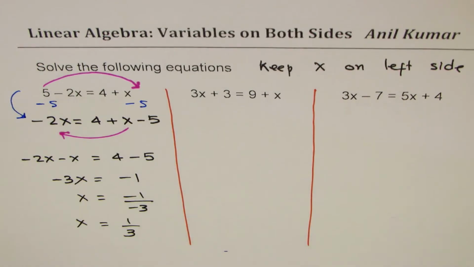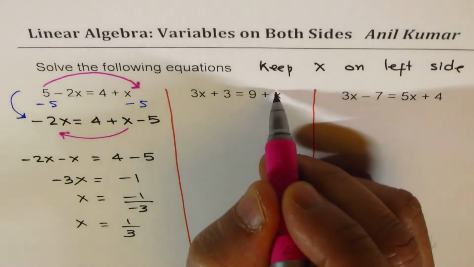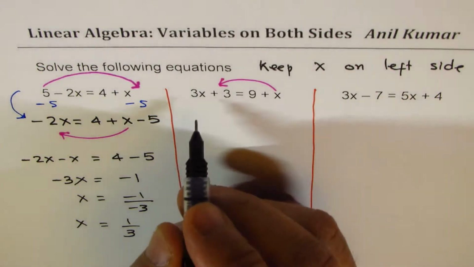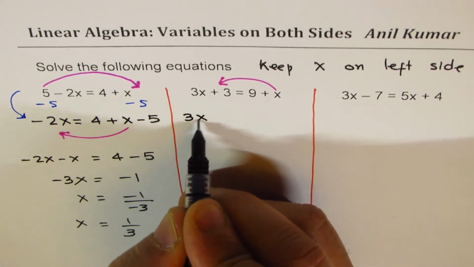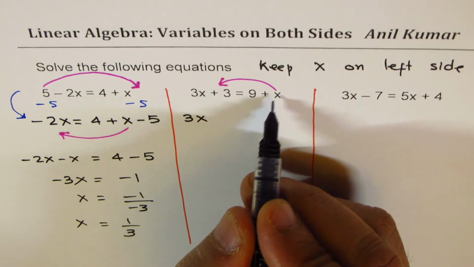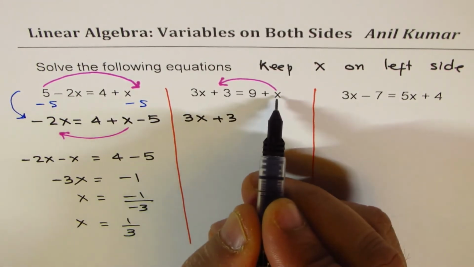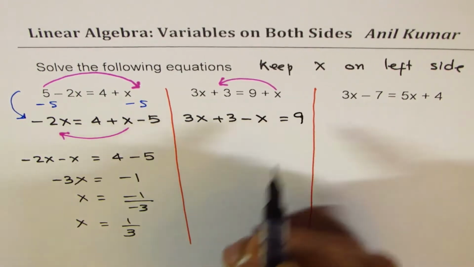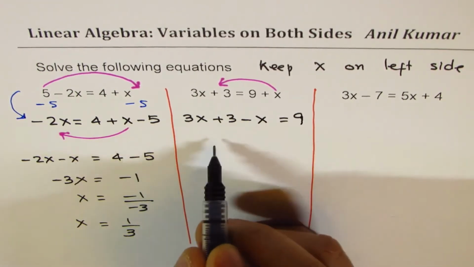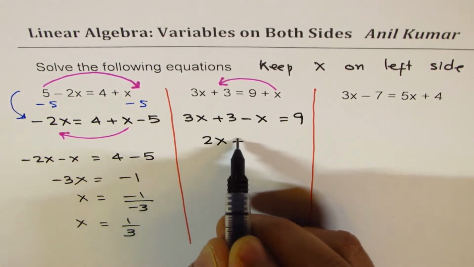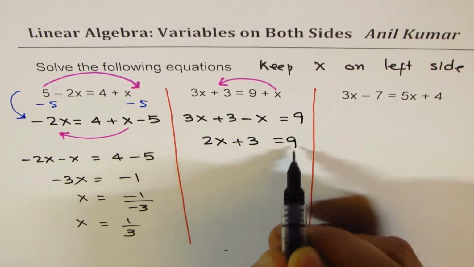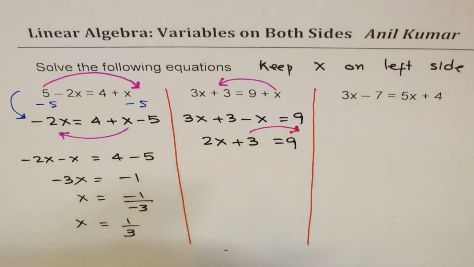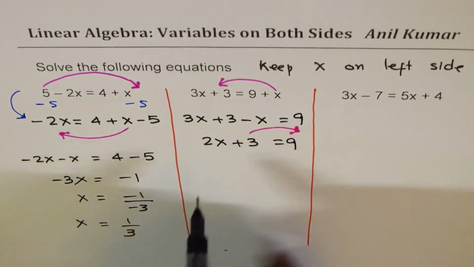So again, we are trying to keep x's on this side, so I could move in the x here. So I'm doing one by one just to make things look clear. 3x plus 3, we have taken this x on the left side, it becomes minus x equals to 9. 3x minus x is 2x. We have 2x plus 3 equals to 9. And now I'm going to move 3 on this side. Since it is positive 3, I'll make it negative 3.